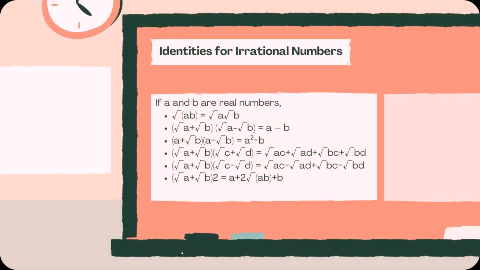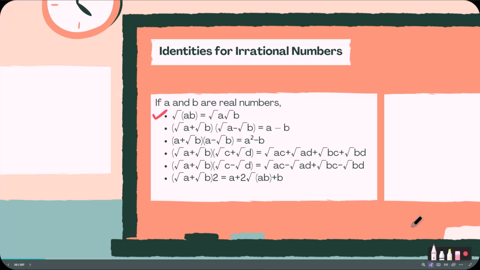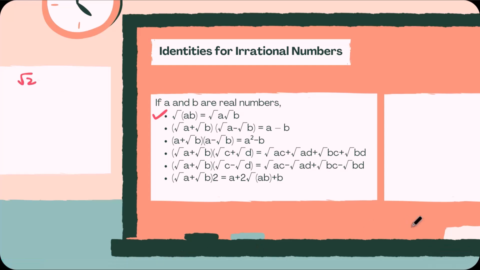So, identities of rational numbers. If a and b are real numbers, root a into root b is root of a into b. For example, I'll explain the first one. What do we have? Root a into root b. What is root a into root b? Suppose we have root 2 into root 3. What is that? That is equal to root 6. That is the first explanation.